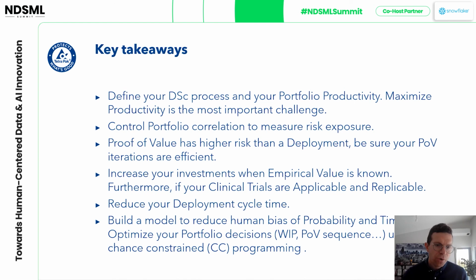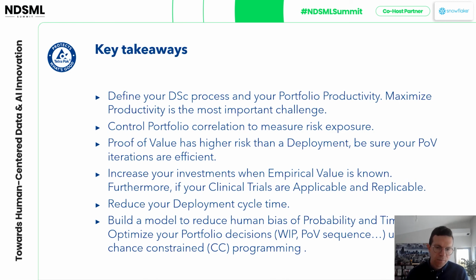The fourth point is that you would like to increase your investments when the empirical value is known. And furthermore, if you have clinical trials applicable and replicable, then you would like to reduce your deployment cycle time. How to do that? Typically, you have good collaborations with your DevOps teams. You have a good and standard method for the model deployment, pipeline management, etc. This is good, and this is very key at this stage.